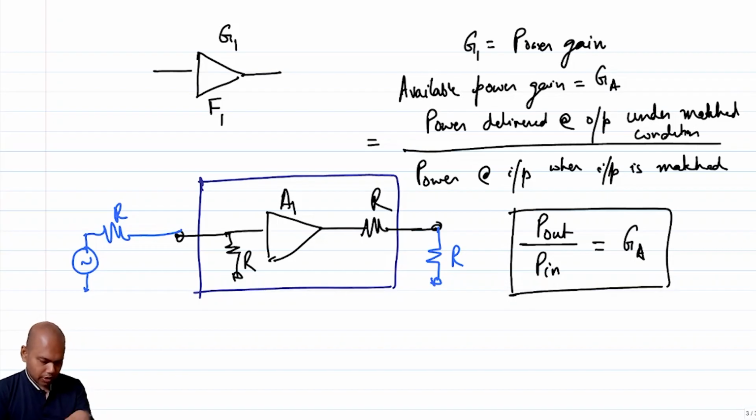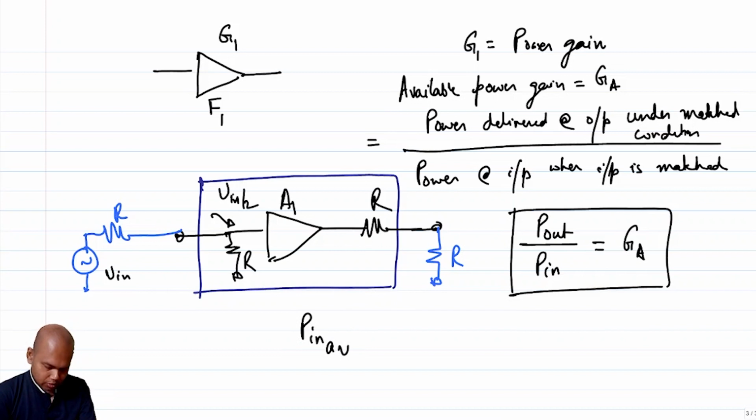Okay, so in this case, what will be GA? It is very easy to figure out. This voltage is V in by 2, which means your P in available. Under matched condition, the power at the input is called the available power, right? Available power from the source. So this is also an important definition.